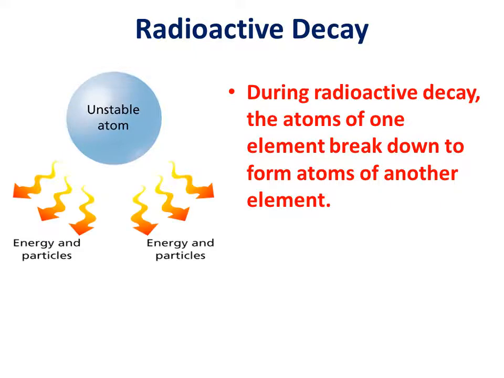Radioactive decay. Most elements usually do not change, but some elements can break down over time. These elements release particles and energy in a process called radioactive decay, and these elements are said to be radioactive. During radioactive decay, the atoms of one element break down to form atoms of another element.